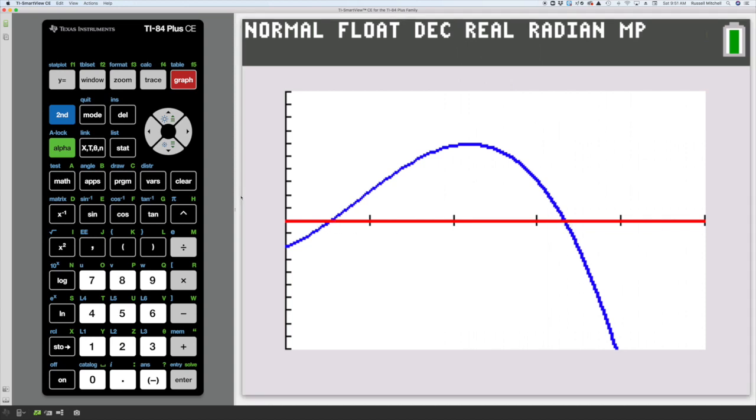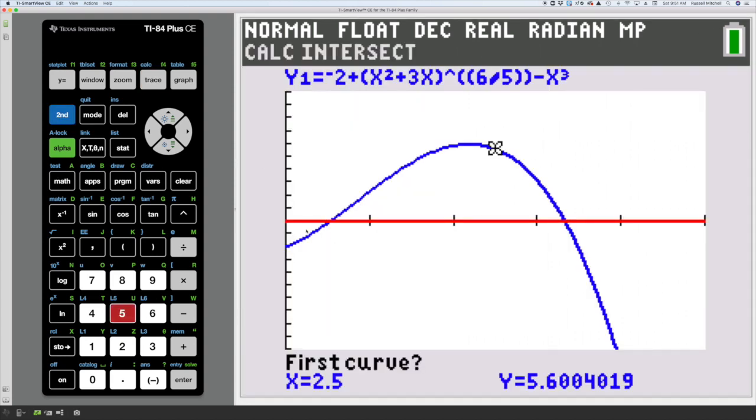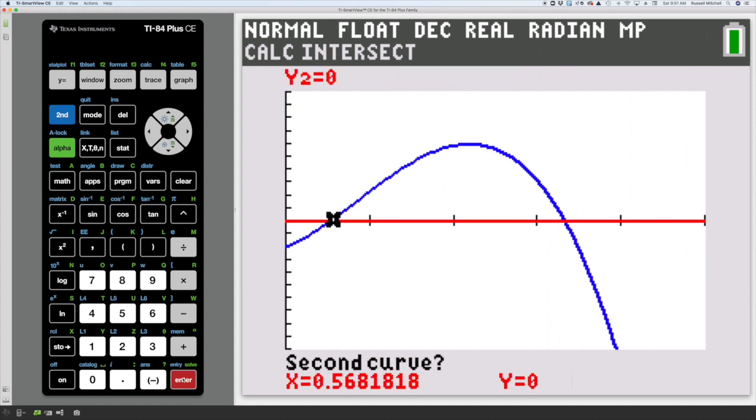So I want to find this intersection. So we'll go to second, calc, and then number 5. And then let's get close to this one on the left. And we'll press enter, enter, and enter. So at 0.536, the particle changed directions.